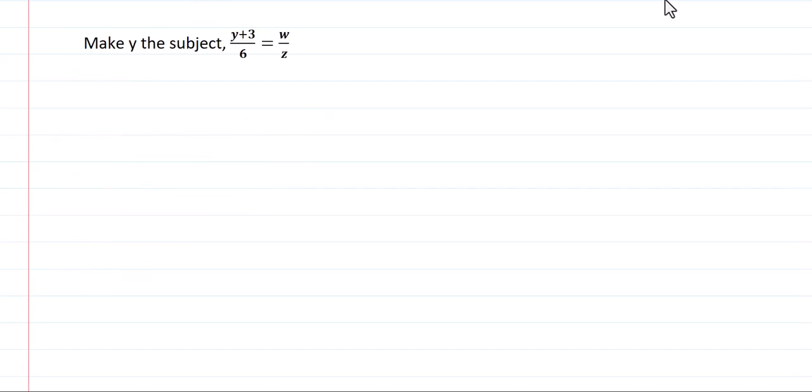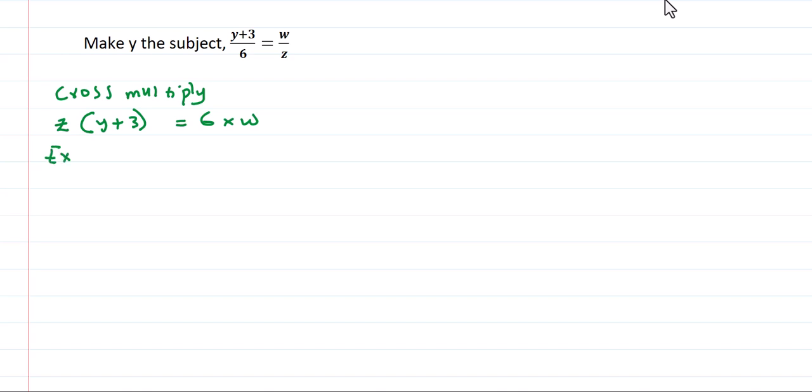Okay, the next question says make y subject of the formula in this equation. Now take note, whenever you have a fraction equal to another fraction, they are equivalent fractions. And whenever you have equivalent fractions, you simply cross multiply. Let's cross multiply. So we now have z multiplying y plus 3, and then we'll have 6 multiplied by w.